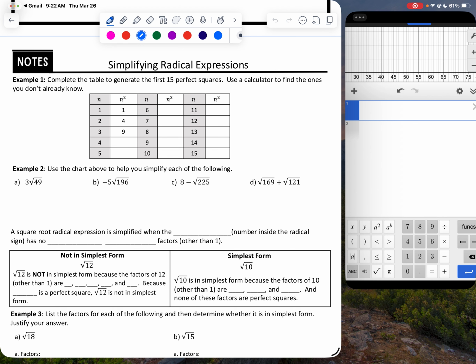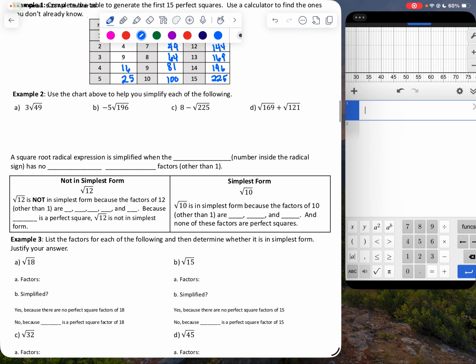All right, welcome back. Let's see how you did. This was 16, 25, 36, 49, 64, 81, 100, 121, 144, 169, 196, and 225. Now, knowing our perfect squares can help us simplify radicals.